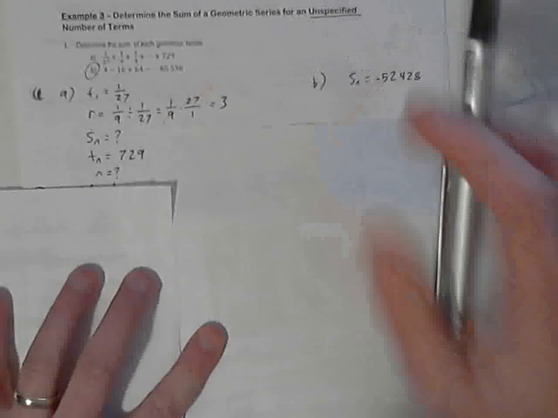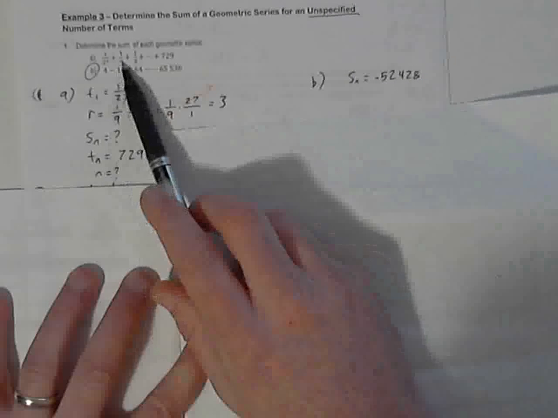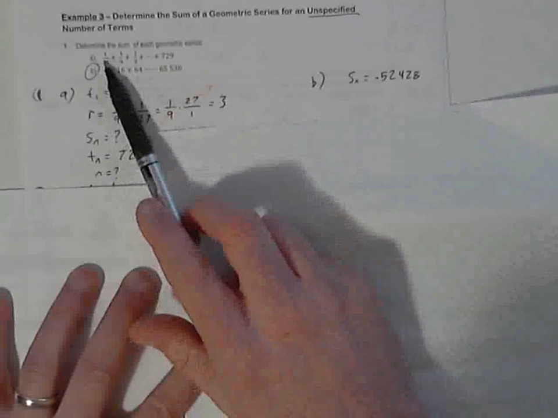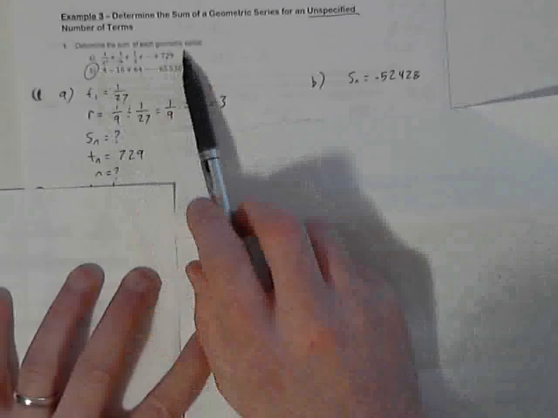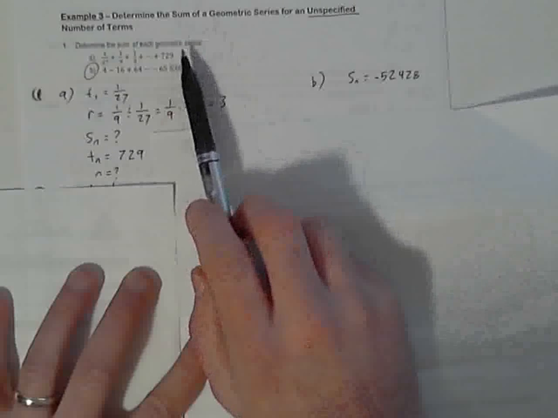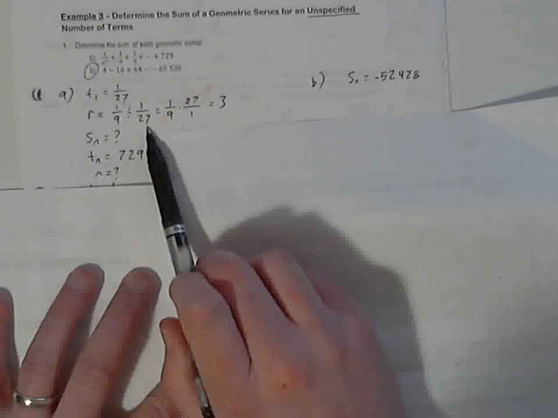Dividing fractions means kiss and flip. And then you do your cross-canceling. 27 and 9 both divide by 9. So it becomes 3/1. And the answer becomes 3. So our R value is 3. It's actually getting 3 times bigger every step of the way.